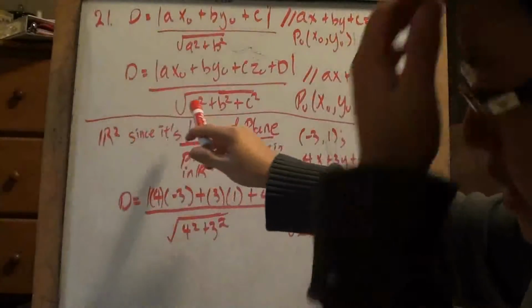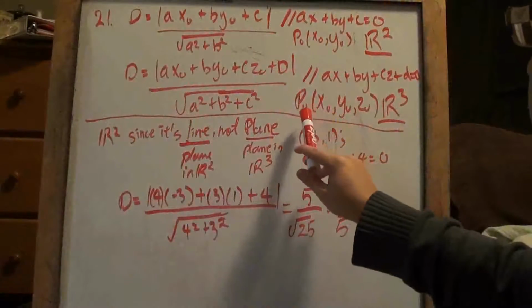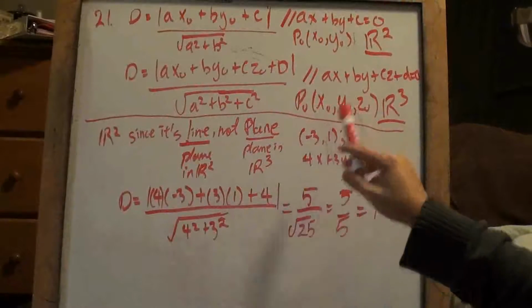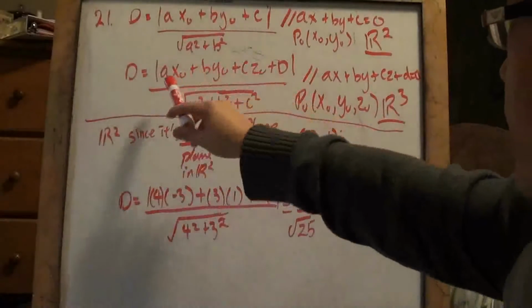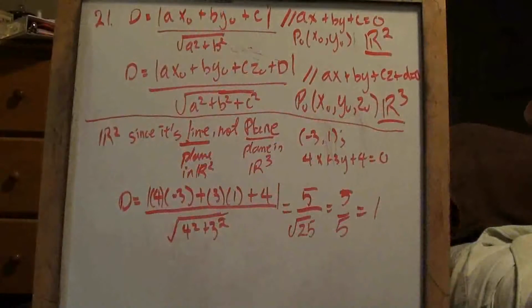This one is the same thing, but it's three-dimensional, which is reflected because the plane now has x, y, z, right? So virtually the same thing. So let's go to question 21.